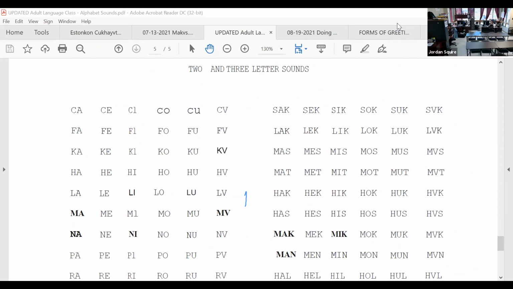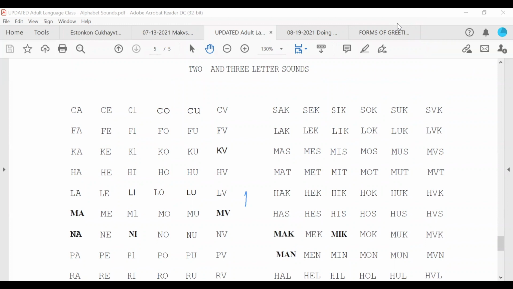See that? C-A-K, C-A-K, sock, seek, sake, soak, sook, suck. Lock, leak.